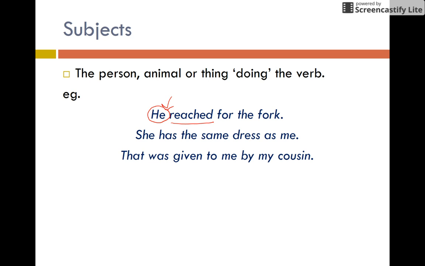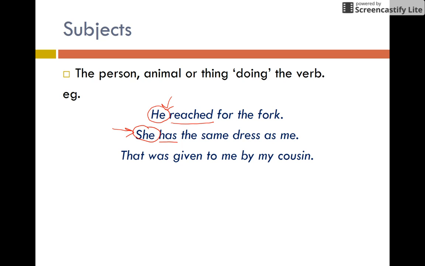Let's look at the second one. She has the same dress as me. What's the verb in this sentence? It's has, or the having of the same dress. And who is it who has the same dress as me? She has the same dress as me. So she is our subject.